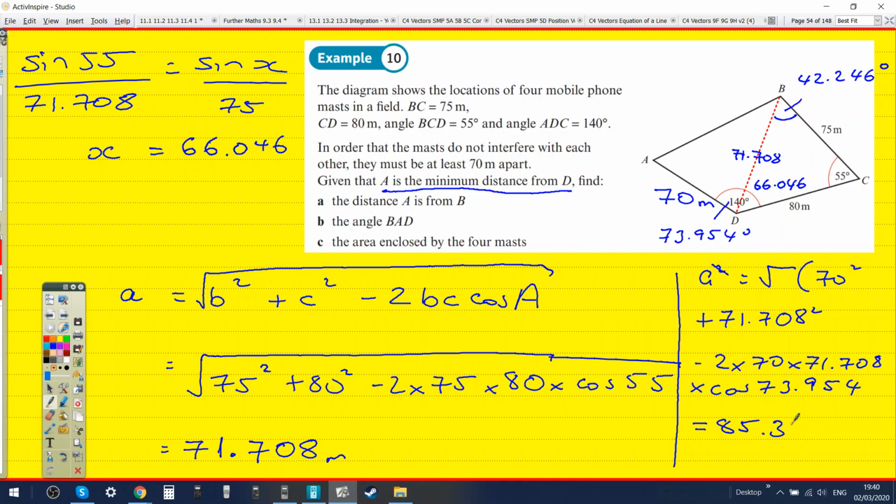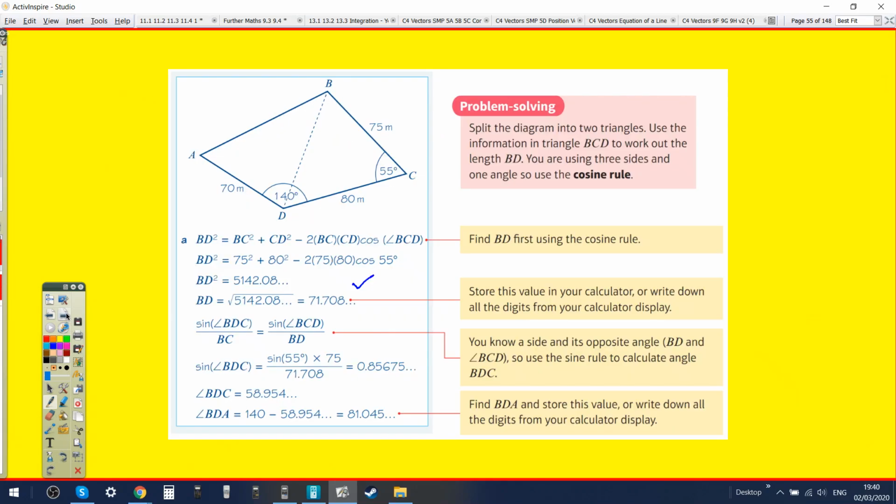So that's 85.3, because it's the final thing. Sorry, it'll be 85.2. Okay, 85.2. That's meters.